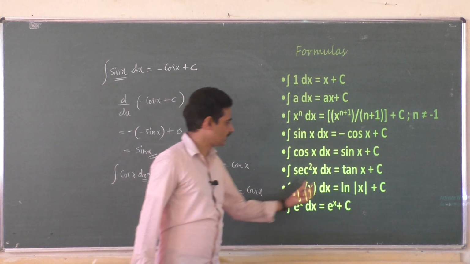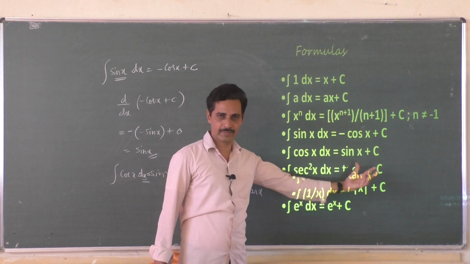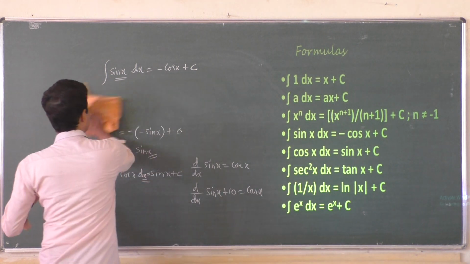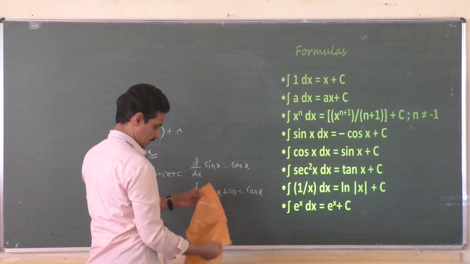And you know differentiation of tan x is secant square x. So integration of secant square x is tan x plus c. And here it comes, integration of x to the power n is x to the power n plus 1 by n plus 1.